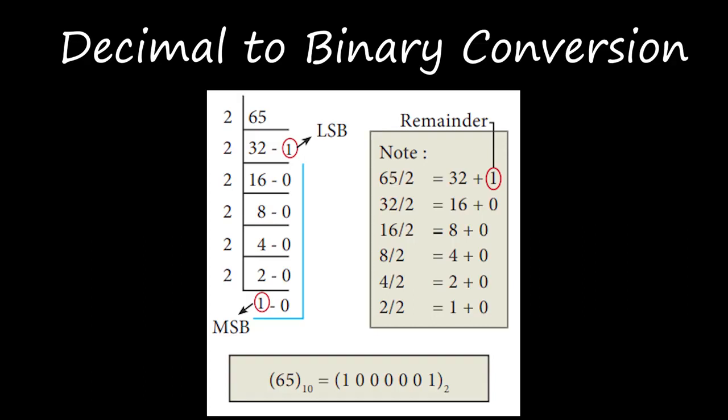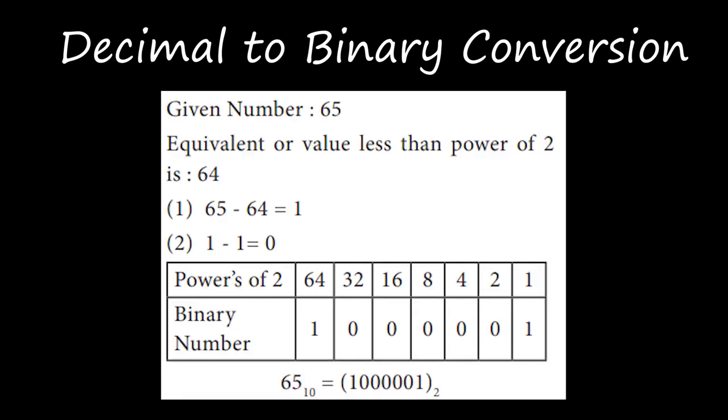And we have another method also, right? So the second method is the sum of powers of 2. That means a decimal number can be converted into a binary number by adding up the powers of 2 and then adding the bits as needed to obtain the total value of the number.